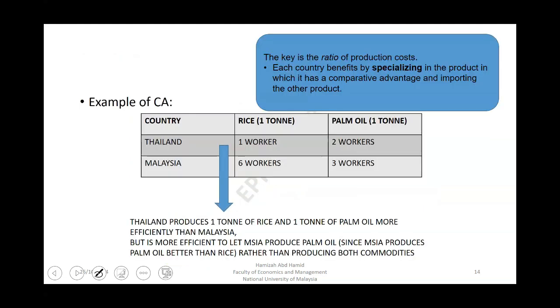So, remember Thailand and Malaysia? In comparison, Thailand is actually more efficient in producing both rice and palm oil. But to produce and sell both will not be efficient, will not be effective for Thailand. And because Thailand and Malaysia are neighbours, they should take advantage of the distance between these two countries.